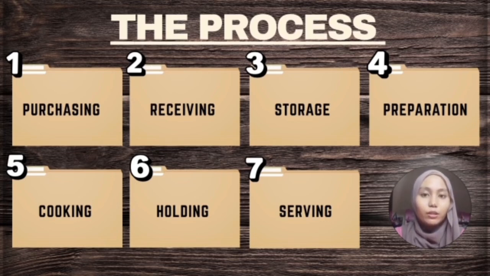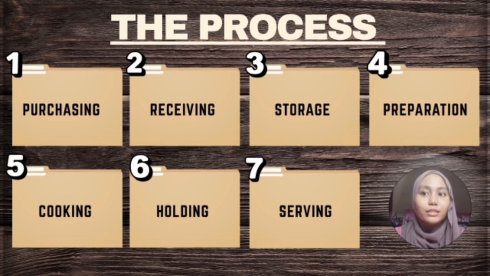Next is receiving, where the quality, quantity, temperature and condition of the food delivered are checked. For example, ensuring frozen food is still frozen and fresh vegetables are not damaged. After that, the food is stored according to its type. Rice storage is used for rice, flour, and canned goods. Refrigerated storage is used for milk, vegetable, and meat, while frozen storage is used for frozen chicken and seafood.